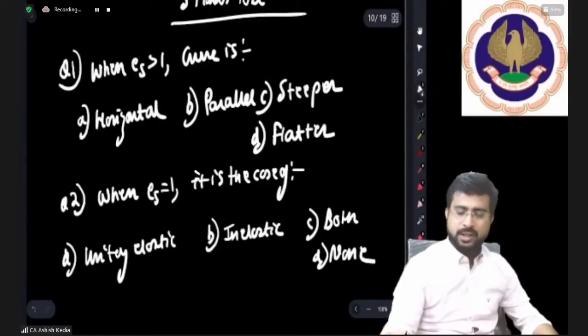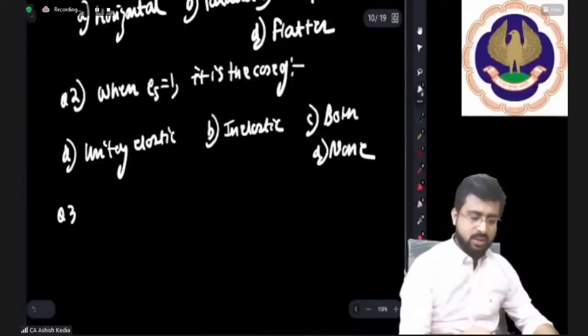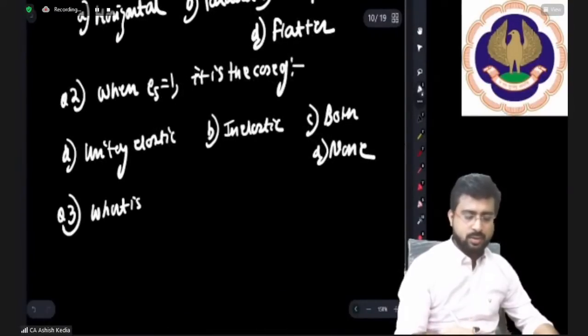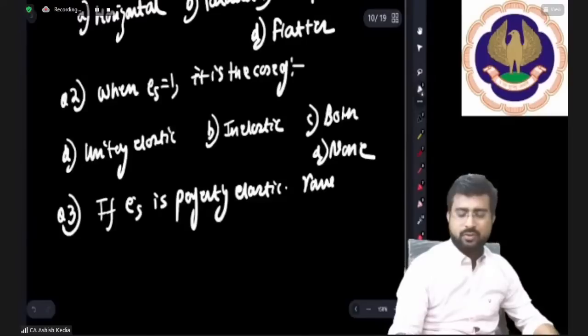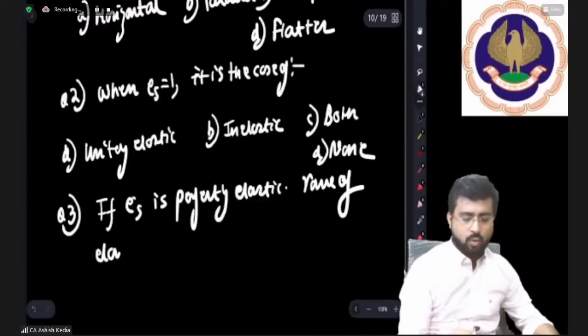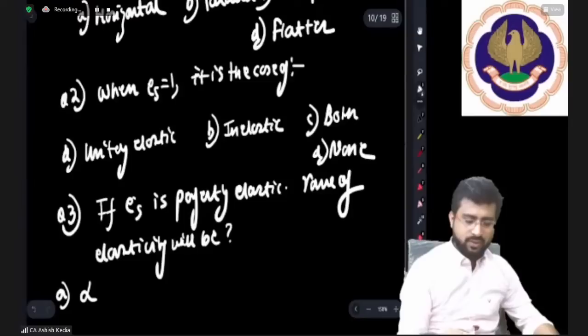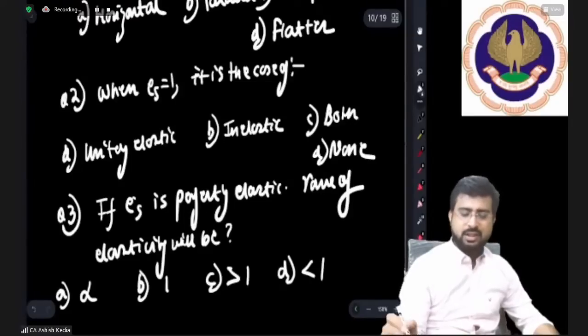Okay. Next, 3 questions. First, if elasticity of supply is perfectly elastic, what will be the value of elasticity? A, infinity, B, 1, C, greater than 1, D, less than 1.